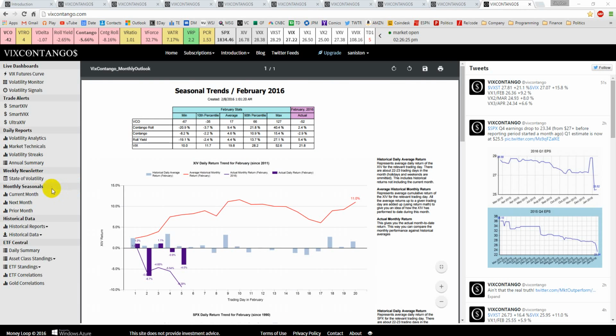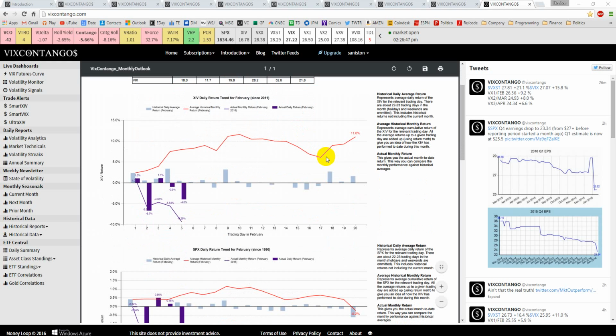The next report we're going to cover is the monthly seasonals report. So we have a report for the current month, for the next month, and for the prior month. In that report, at the top you see a summary of what the minimum and maximum VCO was during that month, the 10th percentile, the 90th percentile, and the average, and also the actual in this February so far.